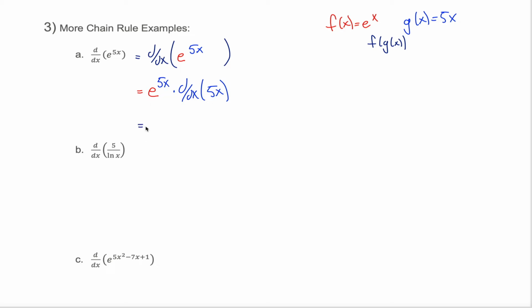And when you get the hang of this, you'll be able to do all that in one step and recognize that our answer is just e to the 5x times 5. In other words, 5e to the 5x.